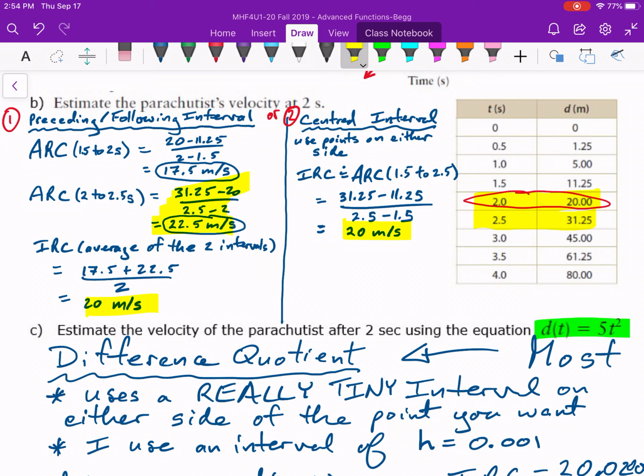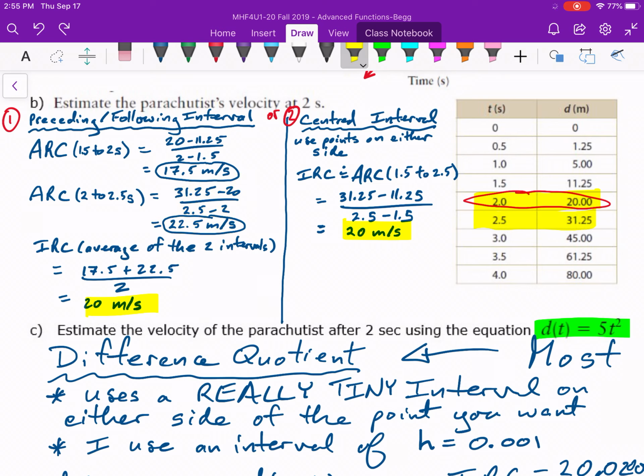So the parachutist is picking up speed. As they drop, gravity kicks in, and so at 1.5 to 2 seconds, they're going 17.5 meters per second. At 2 to 2.5 seconds, they're going at 22.5 meters per second. So they've increased by 5 meters per second over that time period.